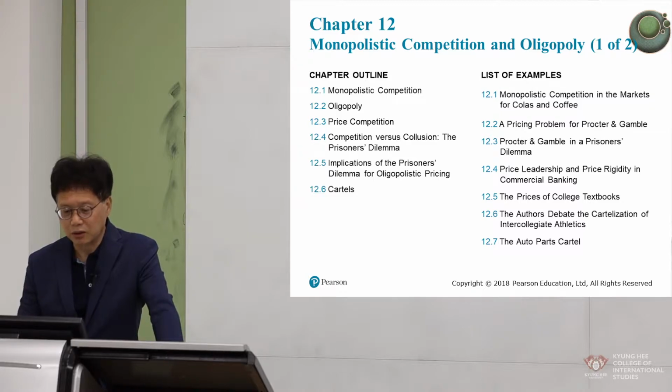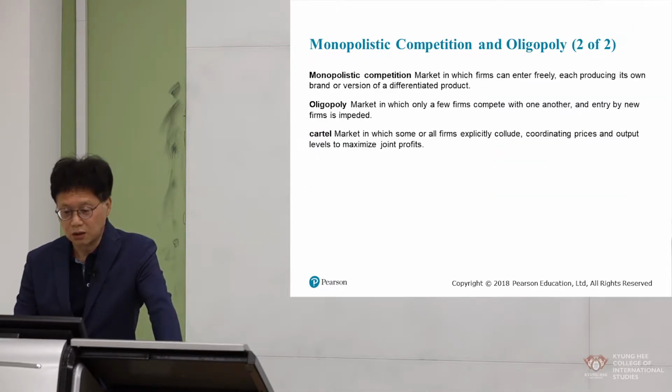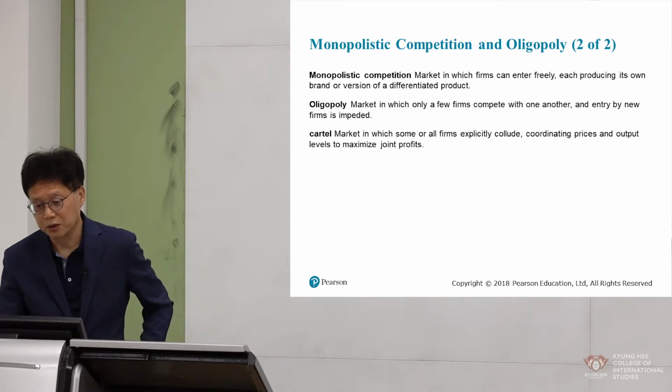So the structure of chapter 12 is like this. Section 1, monopolistic competition. Section 2, oligopoly. Section 3, price competition. Section 4, competition versus collusion, prisoner's dilemma. Section 5, implication of prisoner's dilemma for oligopolistic pricing, and cartel. Actually, chapter 12 consists of two parts, monopolistic competition and the other, oligopoly. So oligopoly is really important, more important than monopolistic competition. Okay? Okay, we go to monopolistic competition first.